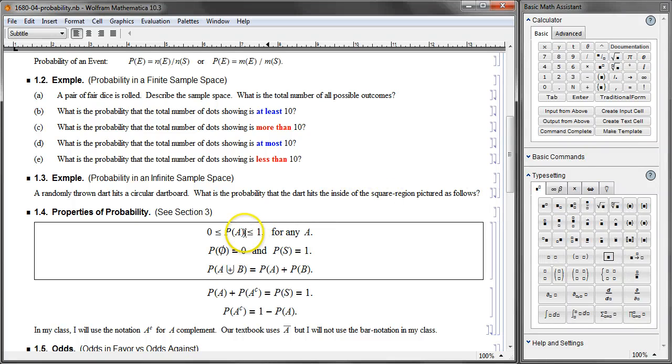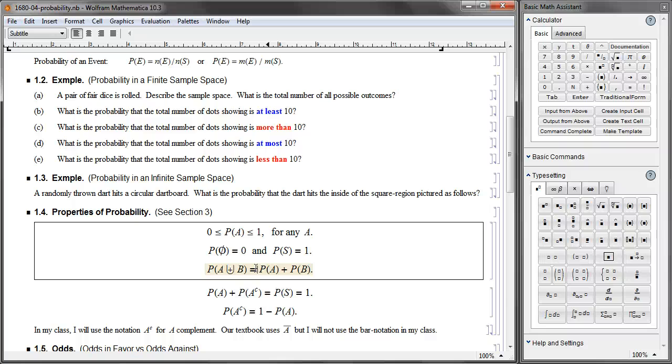Probability must be between 0 and 1, 0 and 100% if you prefer percentages. Probability of an empty event is 0. Probability of anything possible is 1. And if you have two mutually exclusive events, the probability of that disjoint union is the sum of the probabilities.